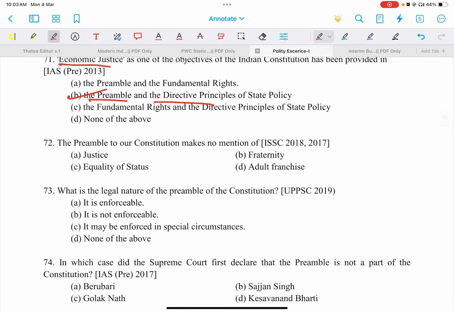The preamble of our Constitution makes no mention of justice, equality of status, fraternity, or adult franchise. So D is the right answer.